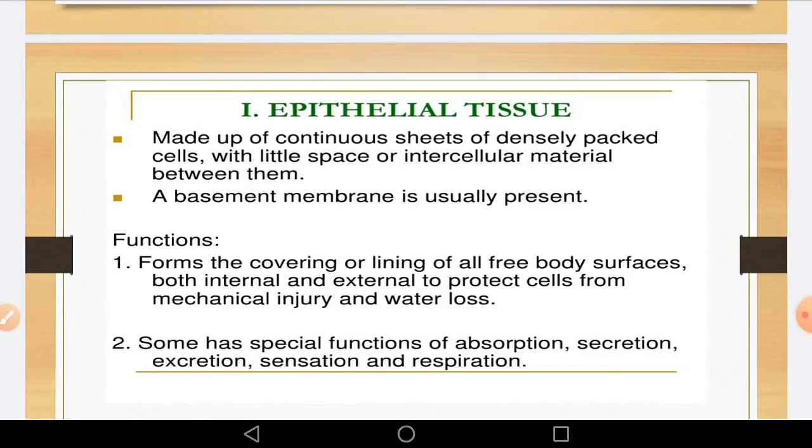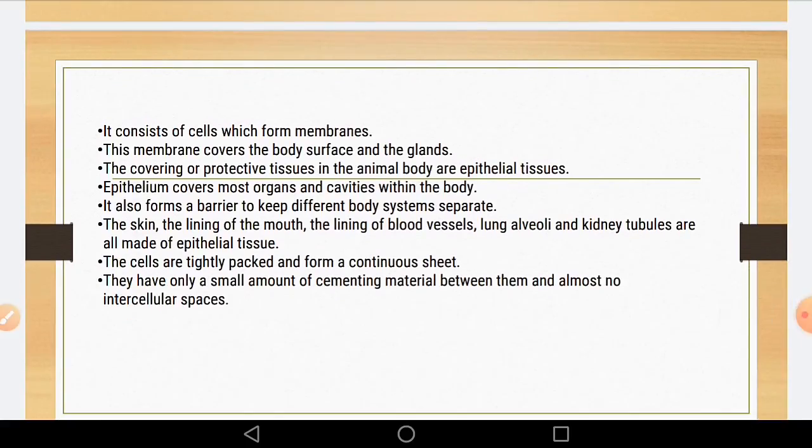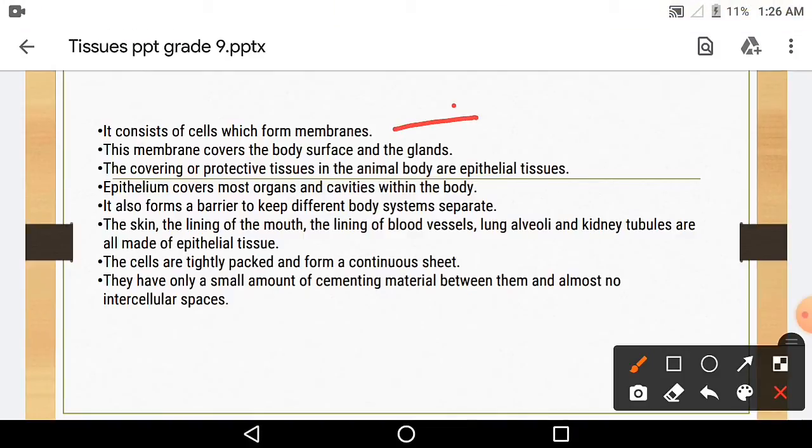Now let us see the epithelial cell in detail. It consists of cells which form membranes. I told you first that it forms the layer, the outer membrane. It's a protective layer. This membrane covers the body surface and the glands. The covering of protective tissue in the animal body is epithelial tissue. Epithelium covers most organs and cavities within the body. It also forms a barrier to keep different body systems separate. Different body systems are separated with the help of these epithelial cells.